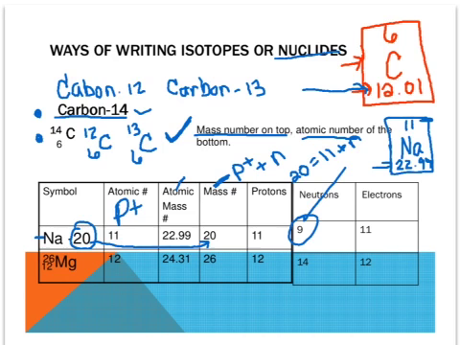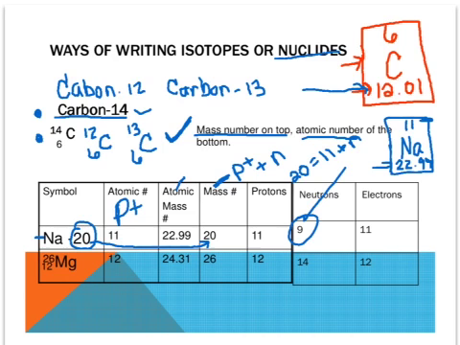Alright, so if it's magnesium, remember this is another way of writing an isotope. We've got magnesium-26, which has an atomic number of 12, so we really don't even need a periodic table for this one. Well, I guess we do need a periodic table because for the atomic mass, we have to look at the periodic table, and it's 24.31. This isotope has a mass number of 26. It has 12 protons because the atomic number tells us that.